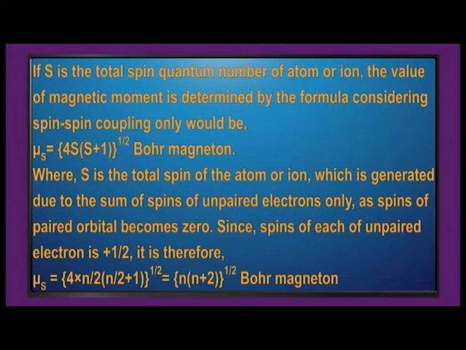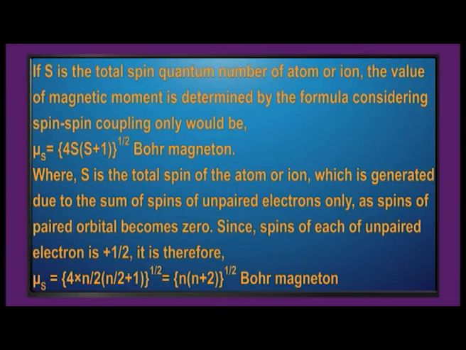So, let us first discuss the magnetic moment generated by the total spin of transition metals and the associated cases of coordination compounds. If S is the total spin quantum number of an atom or ion, the magnetic moment determined by the formula considering spin-spin coupling only would be mu s equals root under 4S into S plus 1 Bohr magneton, where S is the total spin of the atom or ion, generated by the sum of spins of unpaired electrons only, as spins of paired orbitals become 0.